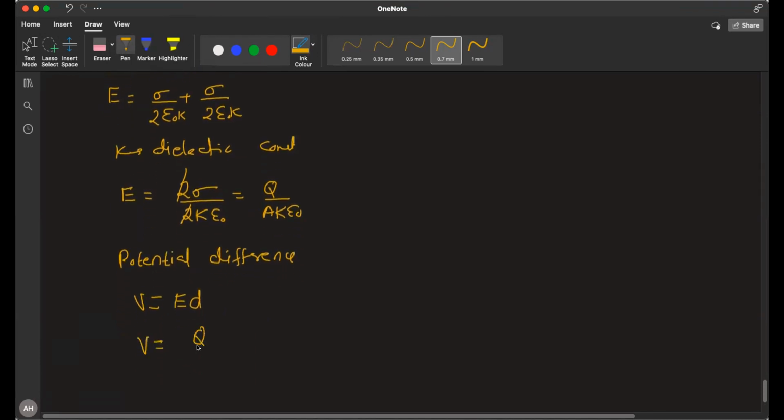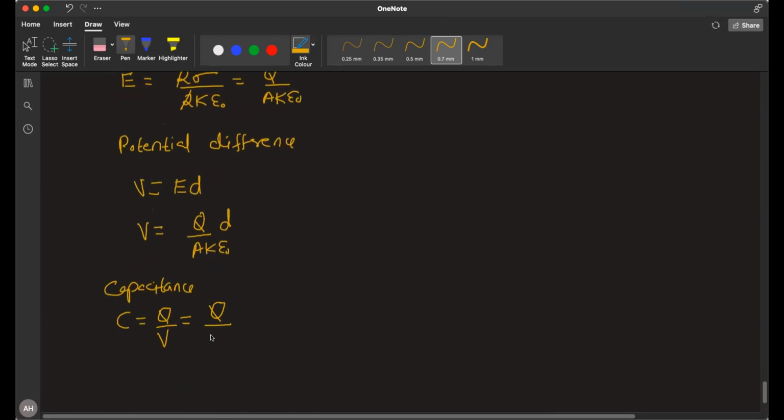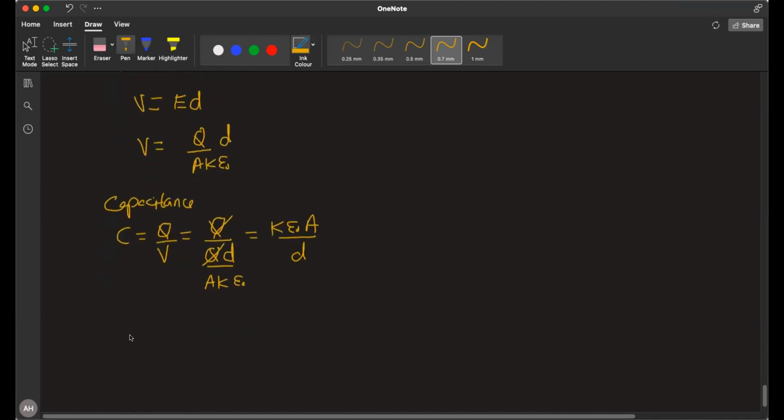So how much is E? E is Q by A K epsilon naught multiplied by D. Next, you need capacitance. Capacitance is nothing but Q by V. So it's QD over A K epsilon naught. This Q will cancel this Q and you will have K epsilon naught A by D. So this is the capacitance.